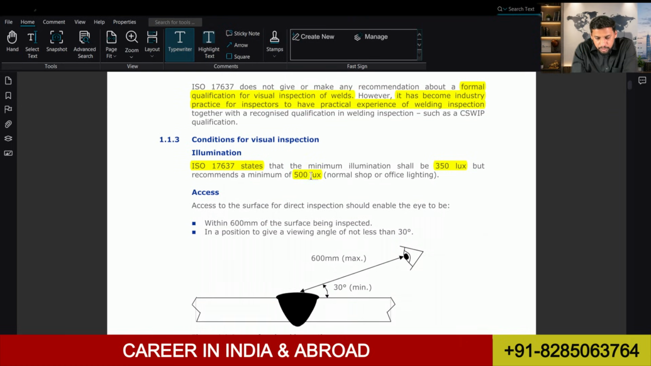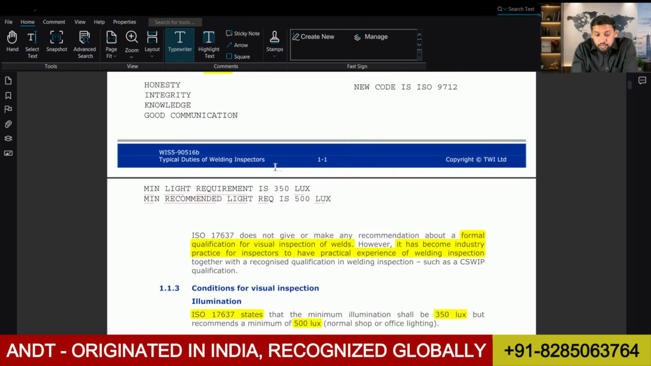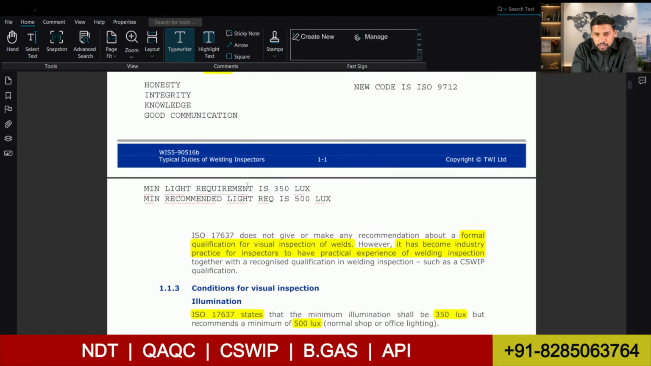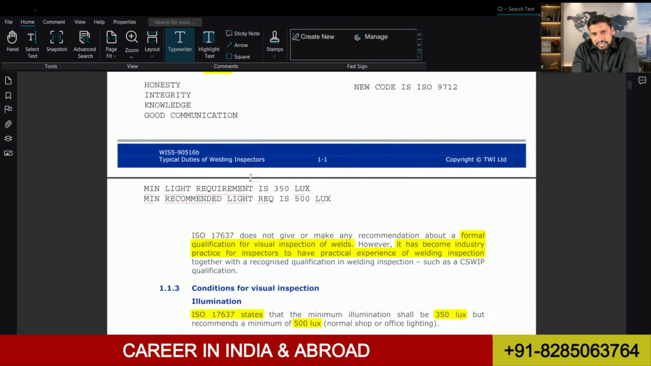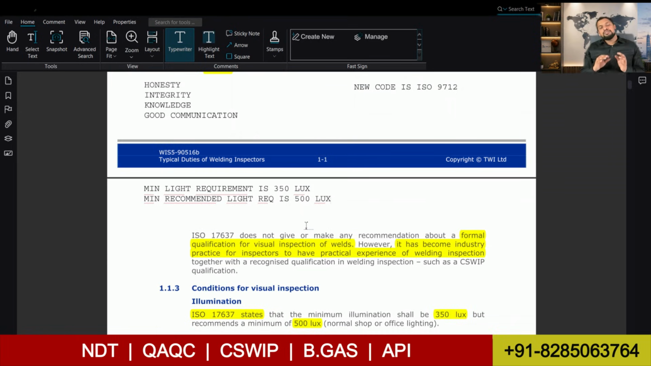Now this was about the light requirement, and this light requirement varies in different codes. You will study ANDT level 3, there will be different values in lux. You will go for different API, different light requirements are there, so you don't get confused. Now you are preparing for CSWIP 3.1, so you need to memorize this much only.